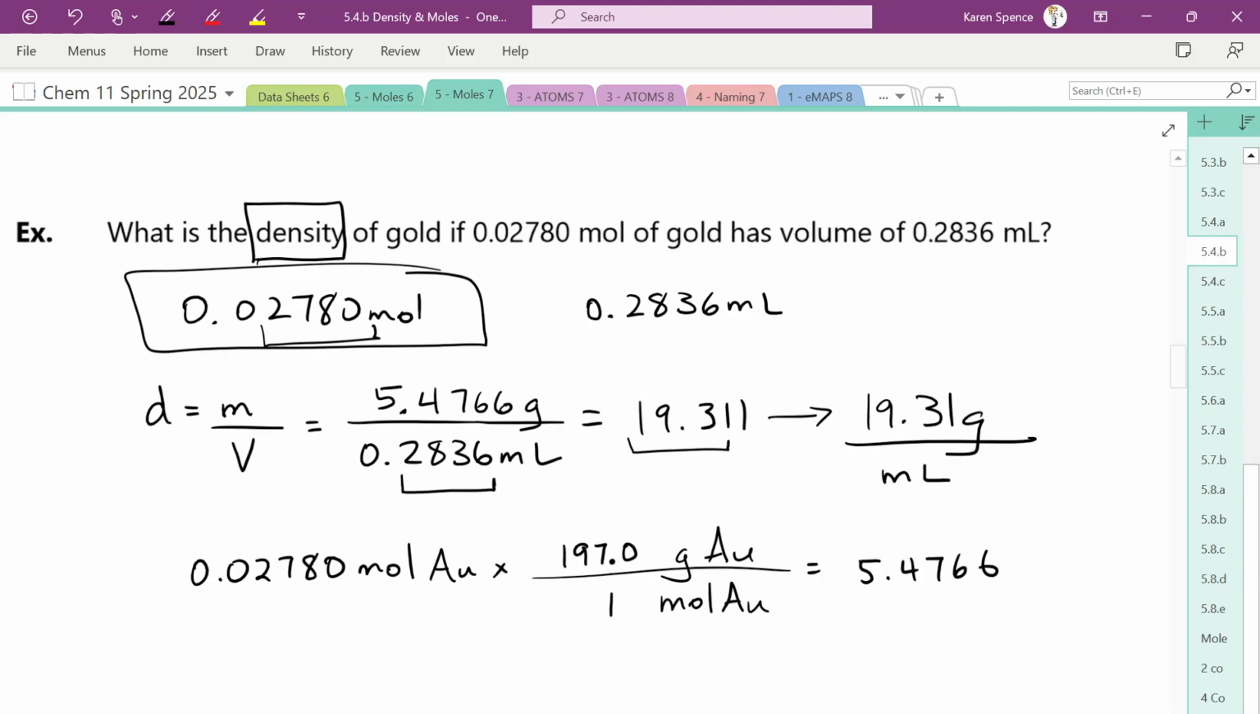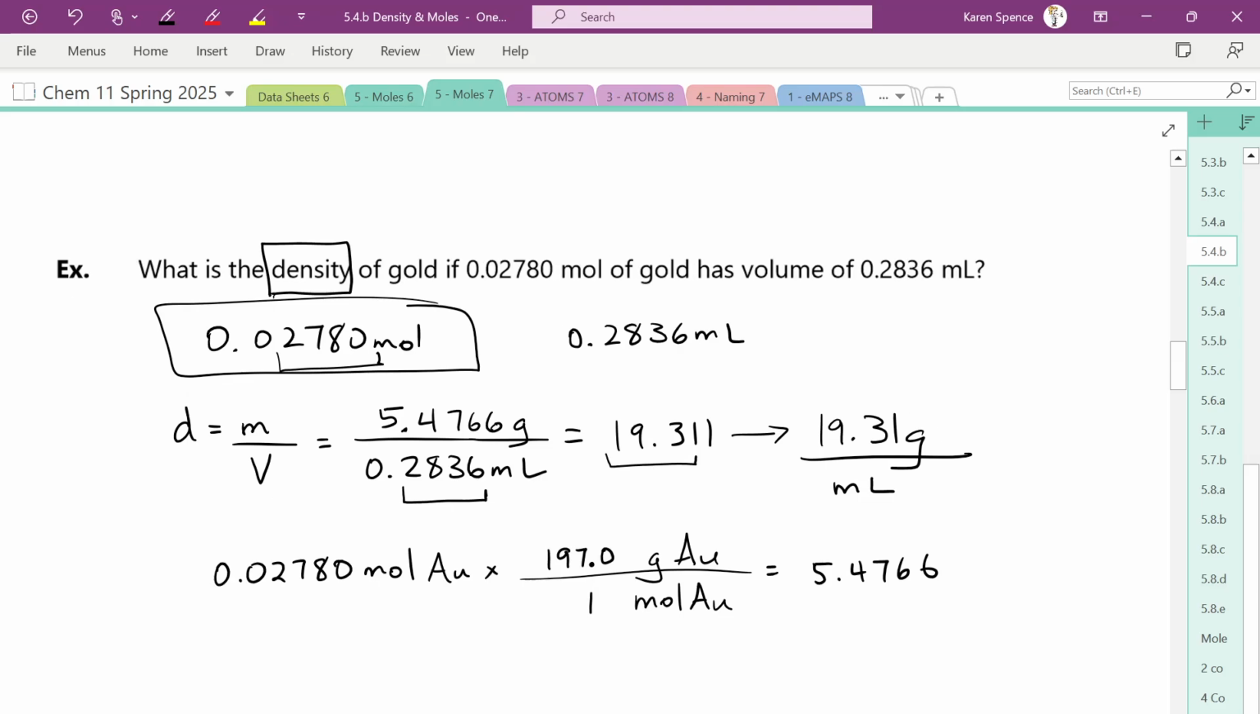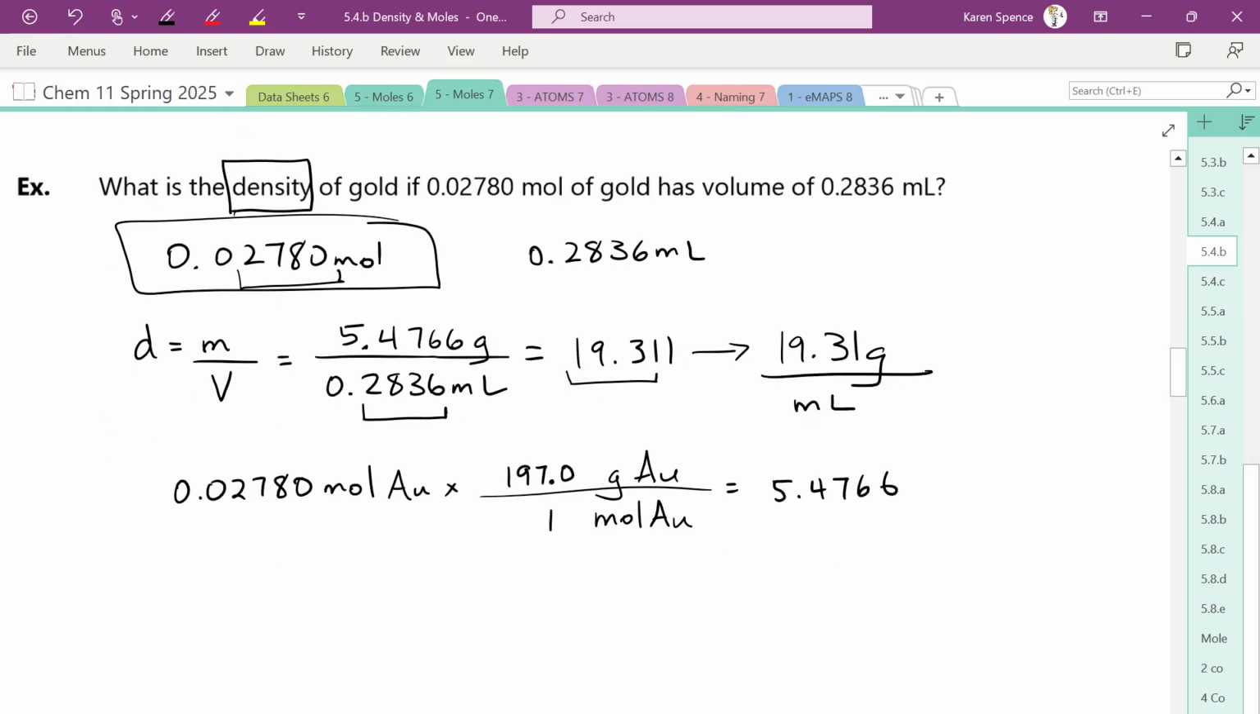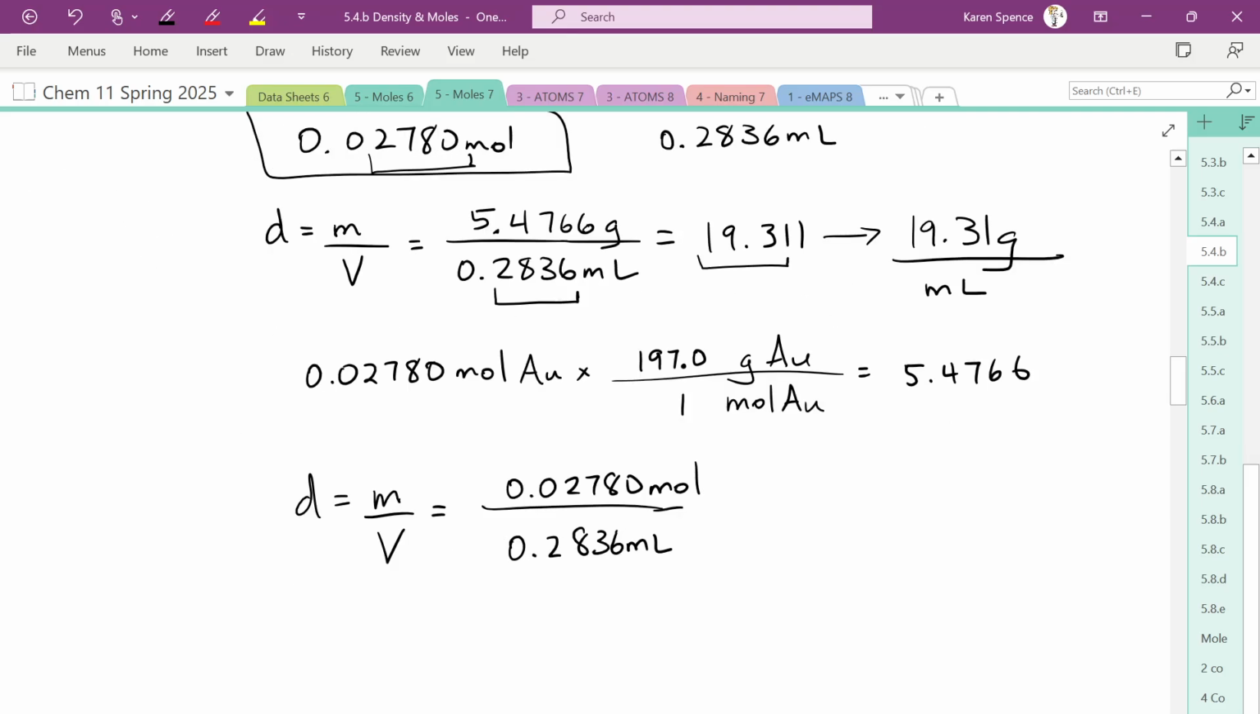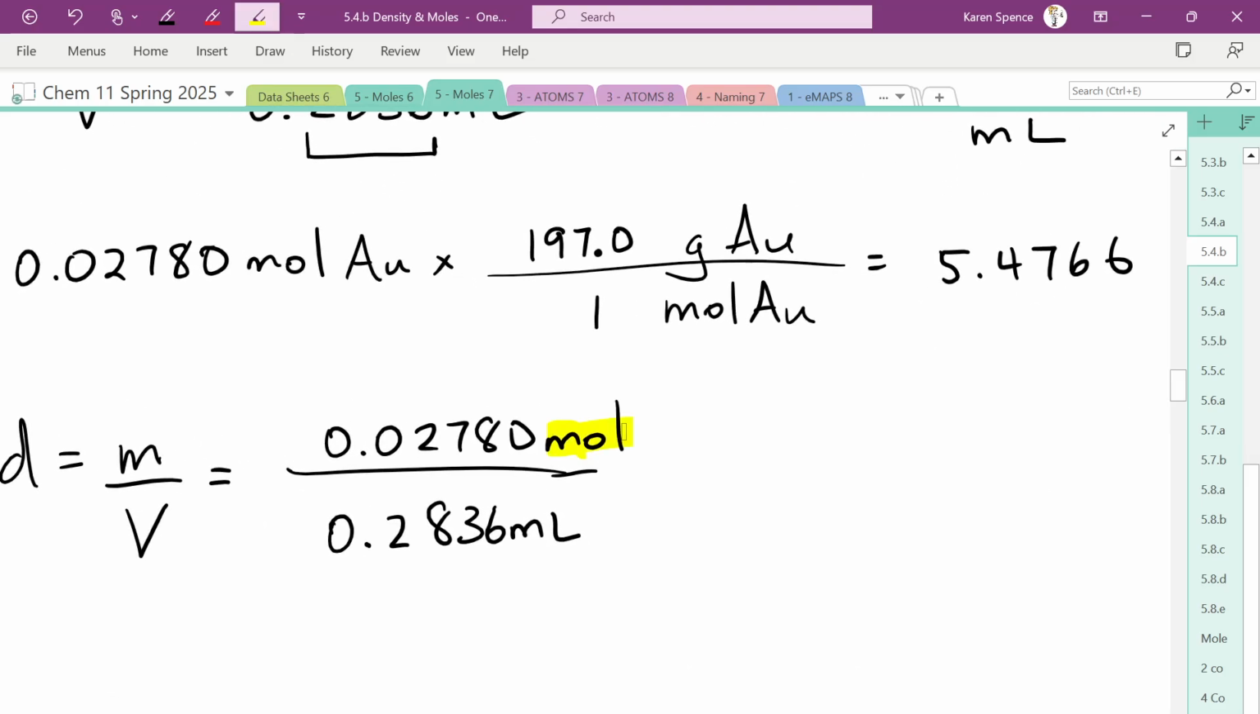Yes. So just before we carry on with this, I also want to show you another way of doing this. If you like being very efficient in your work, you can say density is equal to mass over volume. That's great. And you can say, all right, I know the volume 0.2836 milliliters. I'm going to be really weird here, and I'm going to stick my 0.02780 moles up here. Oh dear, but moles is not mass. But I can do my conversion right here. Yeah? If I want to.